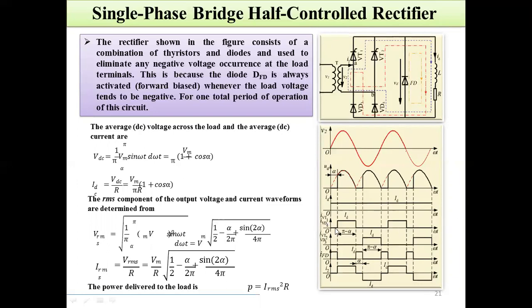And these are the switching pulses given to the switches: thyristor 1, diode 4, thyristor 2 and diode 3. Pi plus alpha and alpha, not pi plus alpha, it should be 2 pi plus alpha. For T1, D4 and T2, D3 it should be pi plus alpha and 3 pi plus alpha.